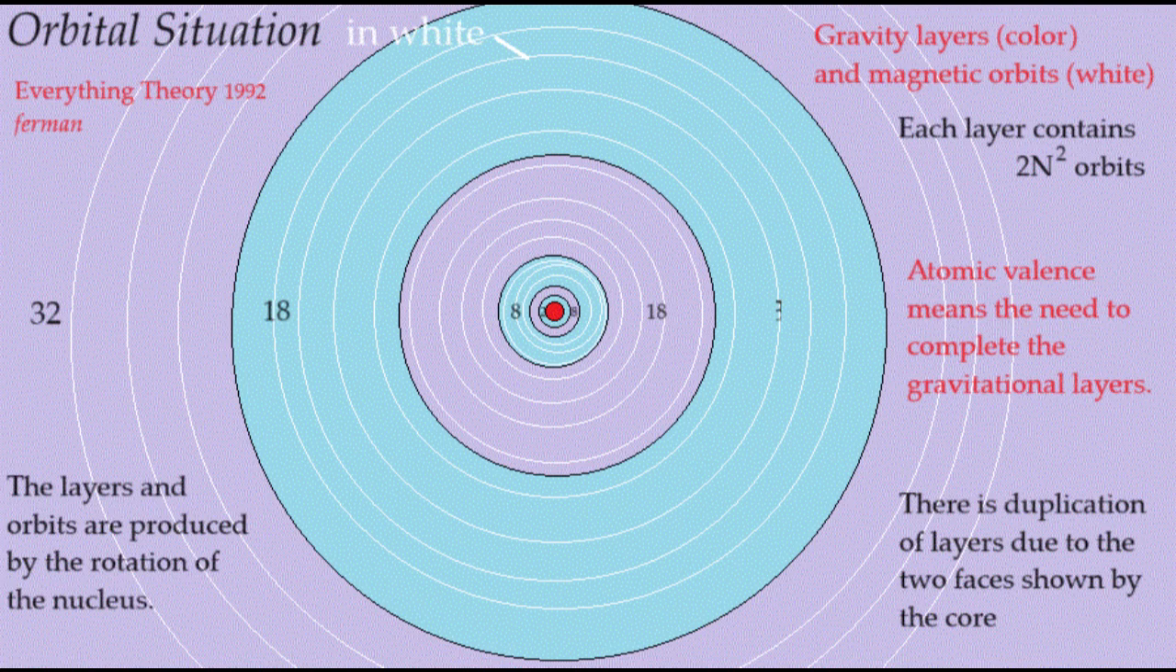Orbital situation in maximum or authentic orbital systems. First part. Theory of everything. Fermán 1992. Because it is a very important topic, perhaps I will dedicate several parts to its explanation, since I would like to give the main points of it, even if they are summarized.